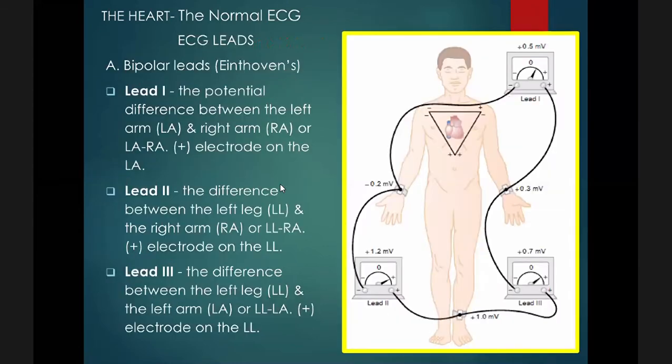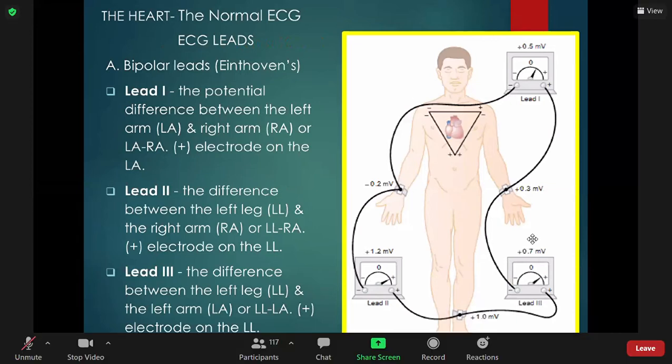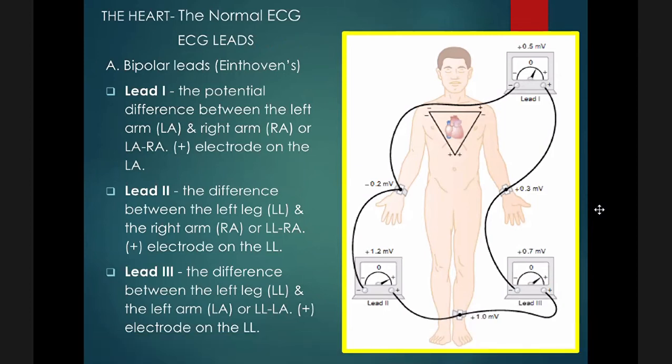Okay, so there are electrodes. It is able to produce, for example, lead 1. This is the potential difference between the left arm and the right arm. The positive electrode is on the left. So if the electrical impulse is moving from right arm to left arm, it will produce a positive deflection, and the pen will move up.